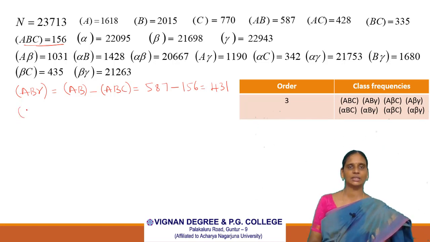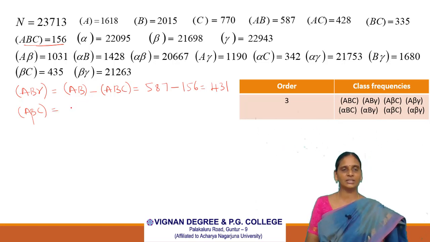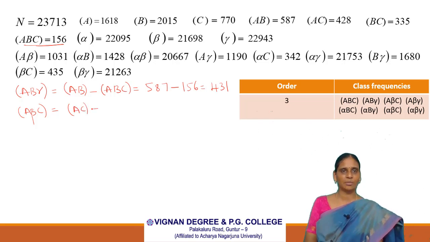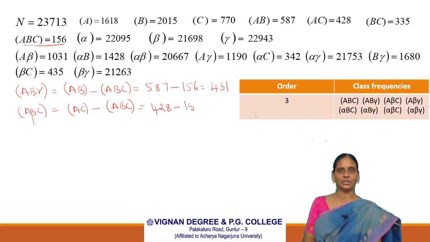And next one is frequency of AβC. Frequency of AβC can be written as frequency of AC minus frequency of ABC. So frequency of AC value is 428. Frequency of ABC value is 156. 428 minus 156. We get the value of 272.